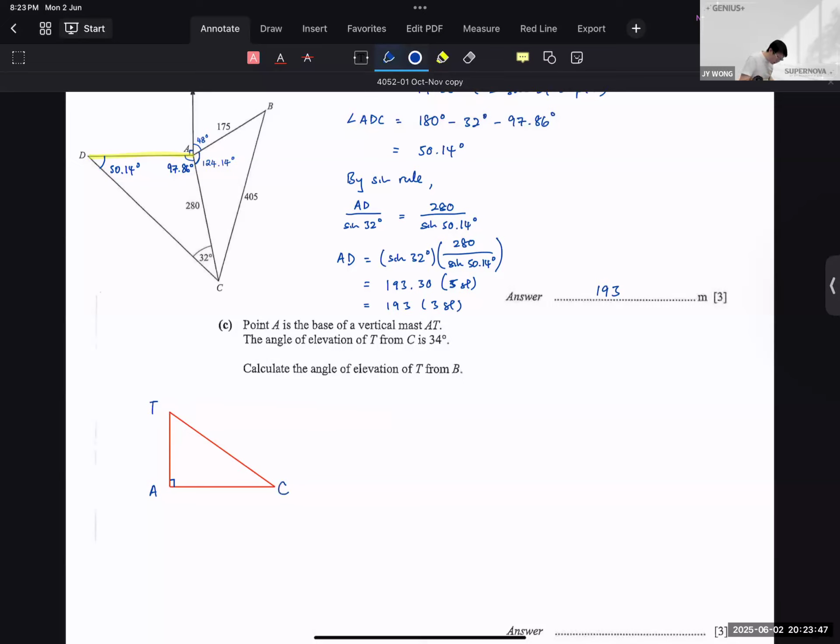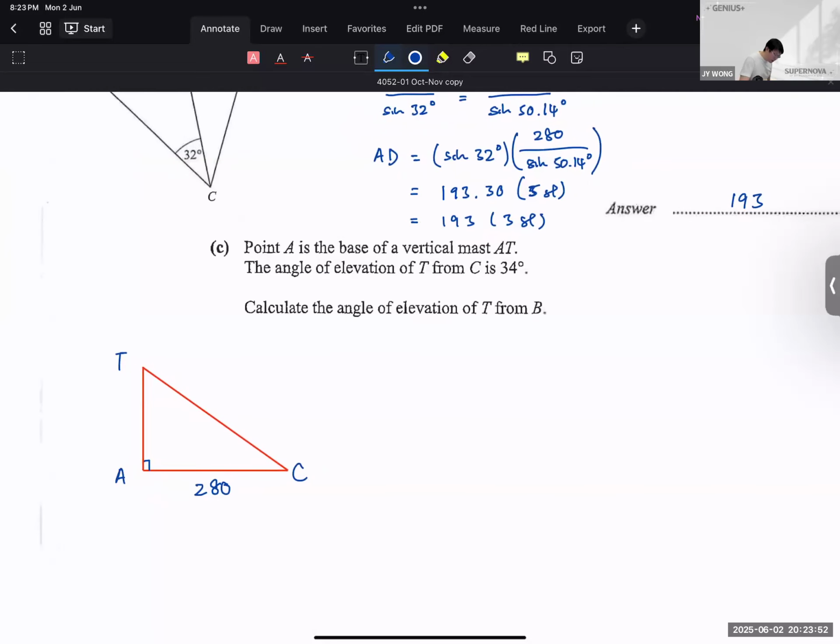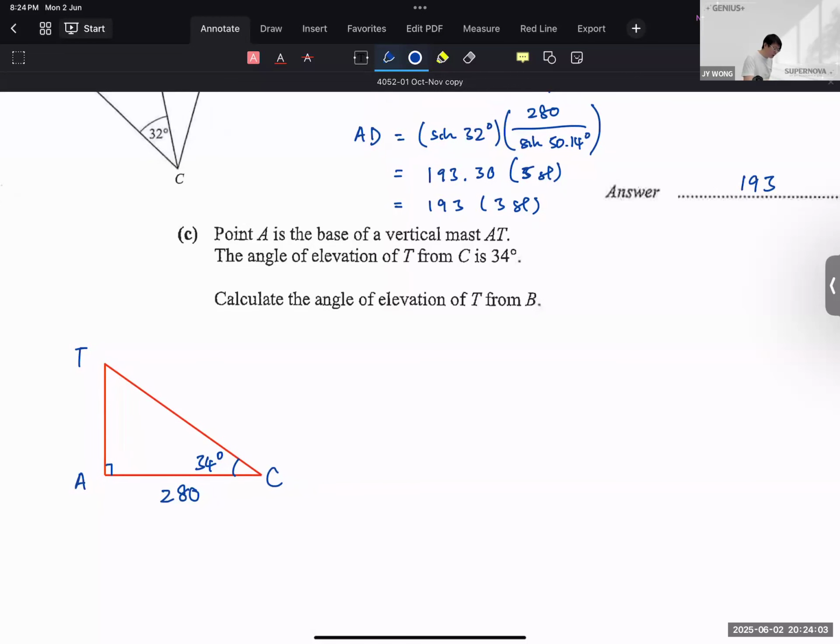We have the length of AC. They tell me the angle of elevation of T from C. Anyway, they say T from C. If it's the same ground, then it's 34 degrees. Sometimes they don't say angle of elevation. Sometimes they say angle of depression. What must you remember about angle of elevation, angle of depression? Angle of elevation is always equal to your angle of depression.